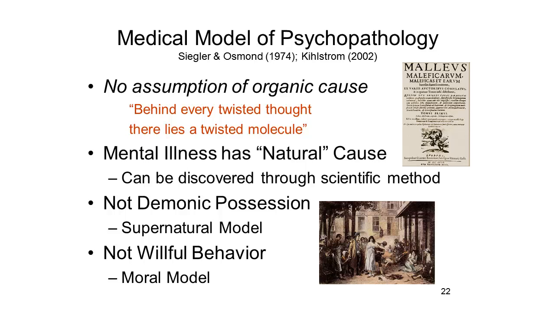That's the medical model. By contrast, the moral model holds that mental illnesses represent willful behavior under the voluntary control of the individual. This view essentially treats mental illness as if it were criminal behavior, with things like incarceration and punishment prescribed as treatments instead of therapy and rehabilitation.